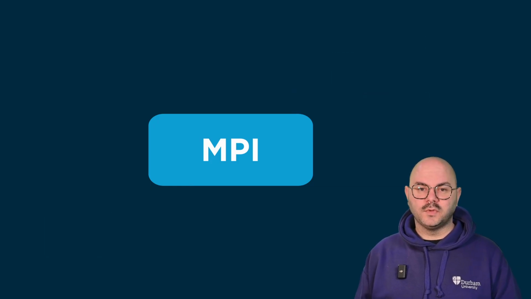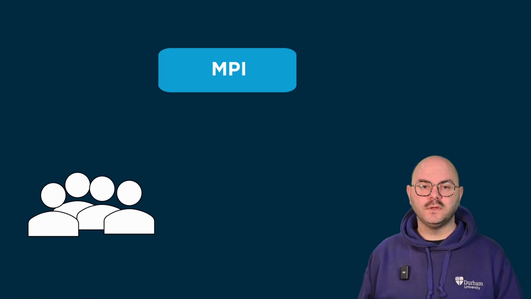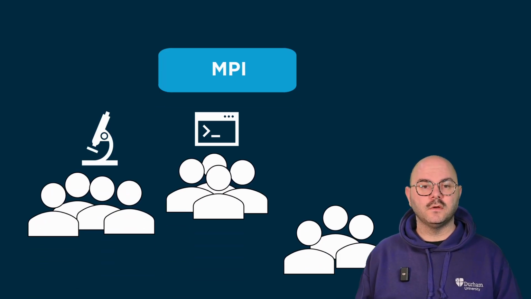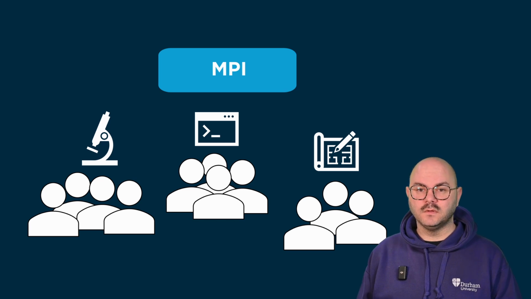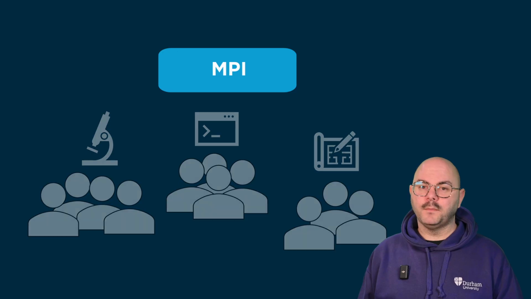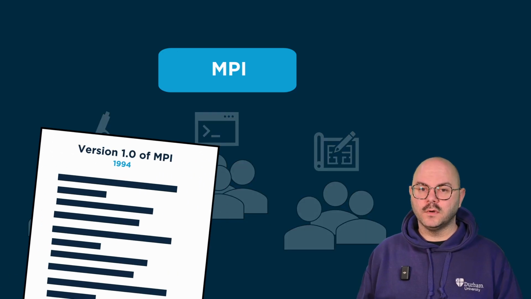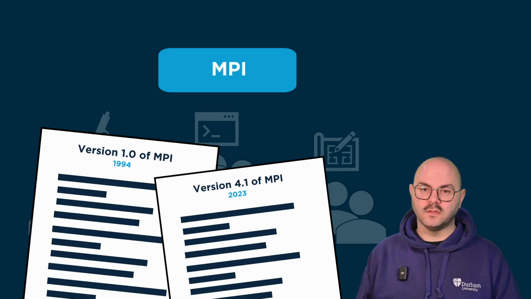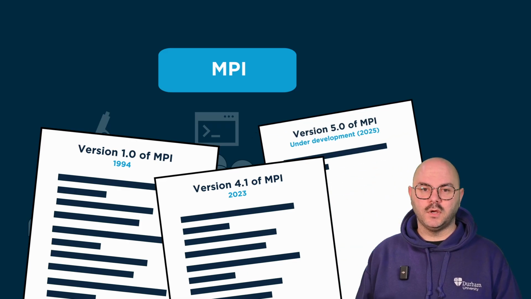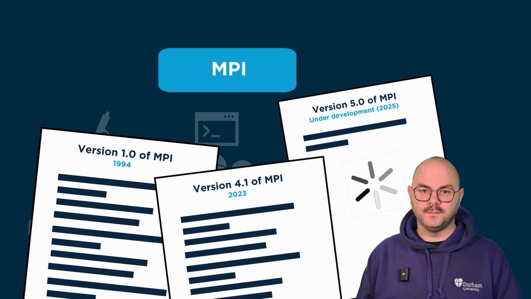The MPI standard was developed by the MPI Forum, a group of researchers, computer scientists, and engineers who met to discuss and develop a standard for message passing libraries. The first version of the MPI standard was released in 1994. The most recent version, MPI 4.1, was released in 2023, and MPI 5.0 is currently under development.